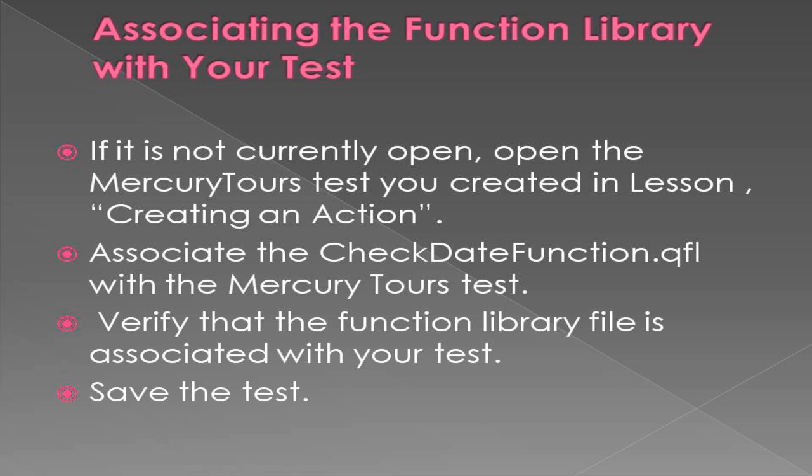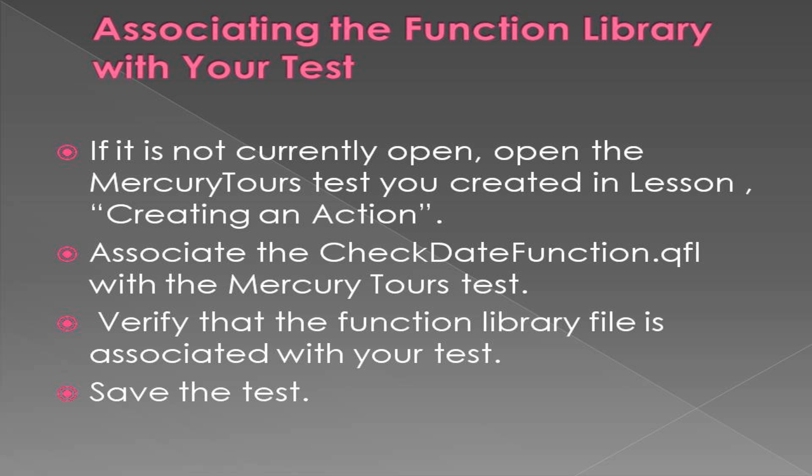2. Associate the CheckDate function with the Mercury Tours test. A. In QuickTest, open the Resources pane, if it is not already open, by choosing View, Resources, or clicking the Resources pane button. B. In the Resources pane, right-click the Associated Function Libraries node, and choose Associate Function Library. The Open Function Library dialog box opens. C. Locate and select the CheckDate function library and click Open.